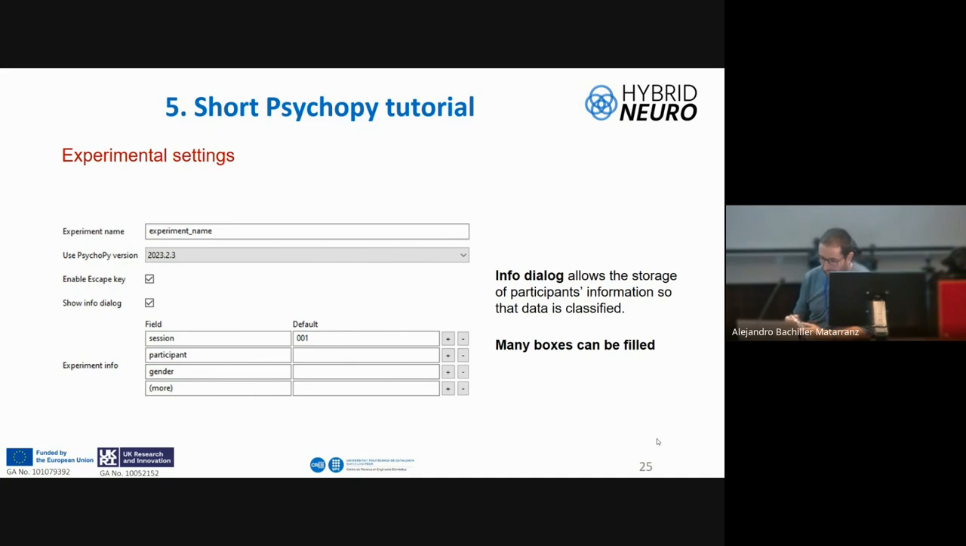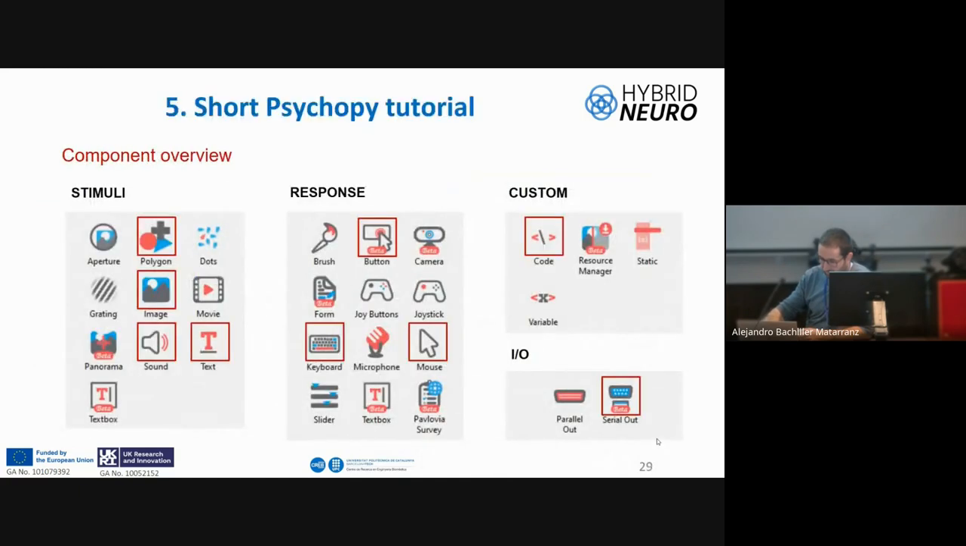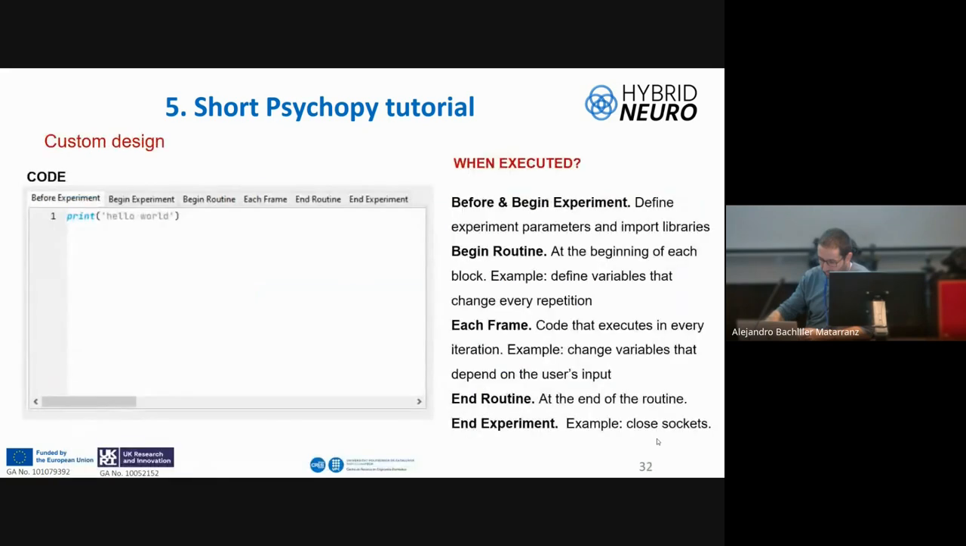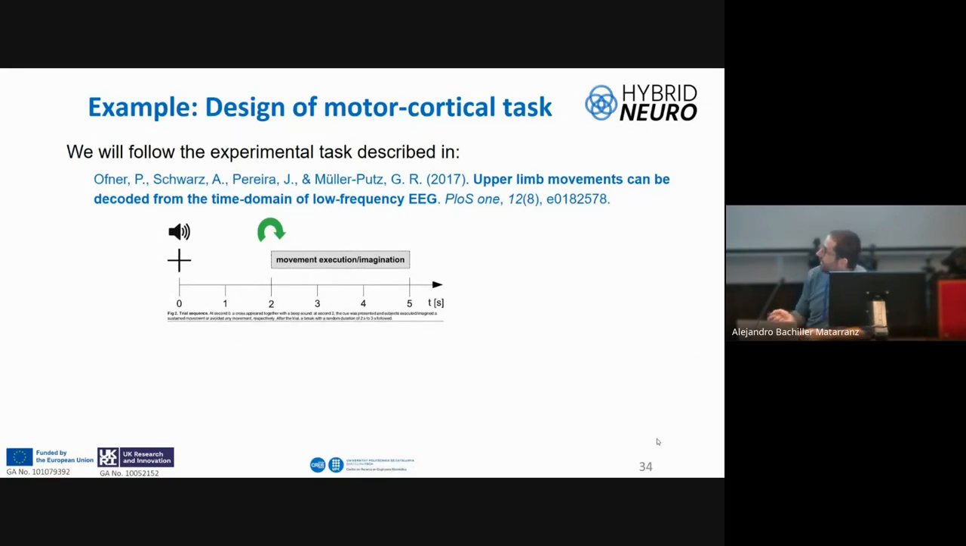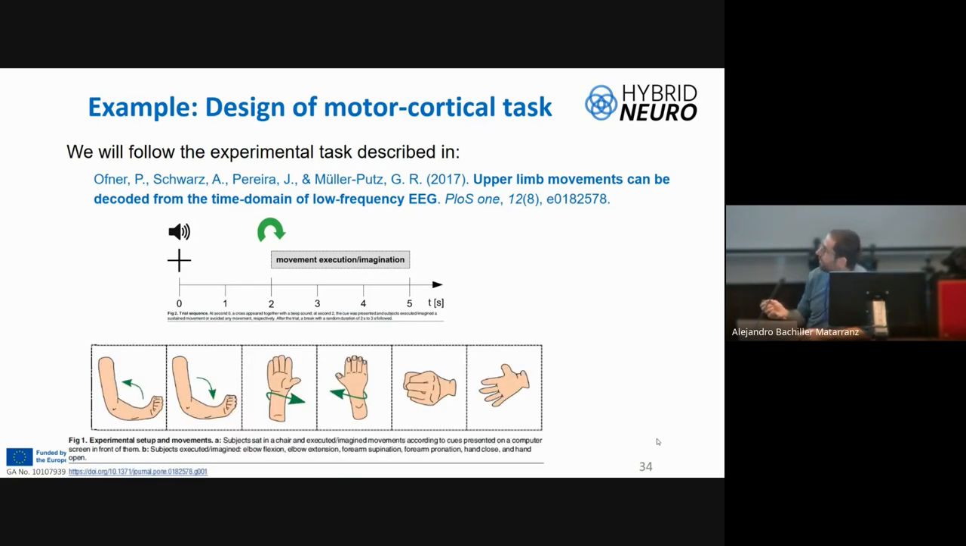In this case, I will introduce PsychoPy, but in order to make it easier, I will explain it directly with a task. I will perform the task from the Ofner paper, "Upper limb movement can be decoded from the time domain of low frequency EEG." Regarding the computerized information, it says that we have a fixation cross and a beep, a sound.